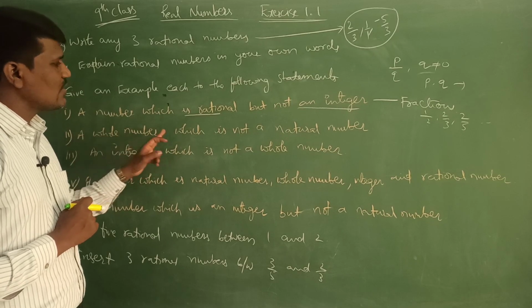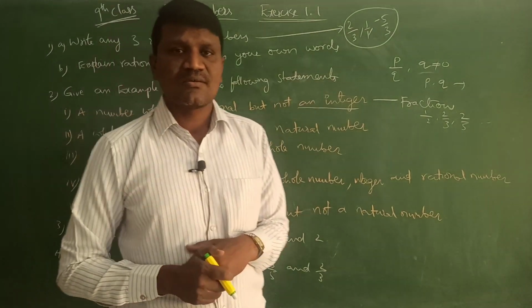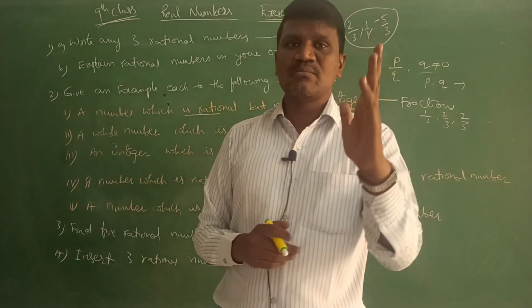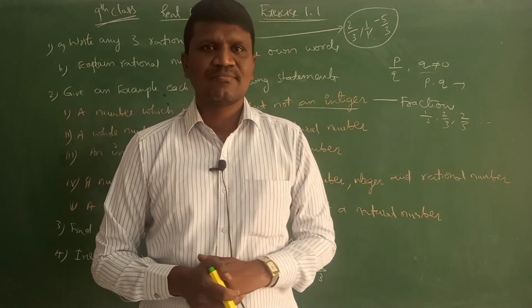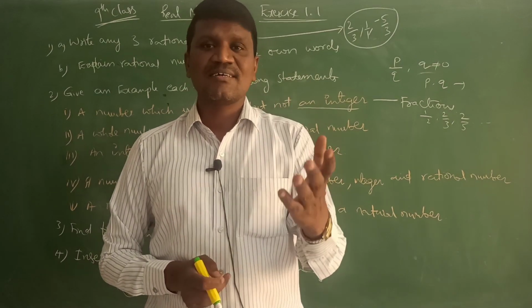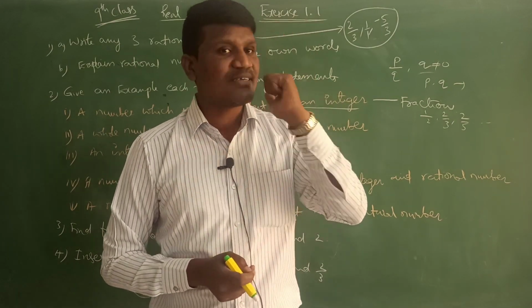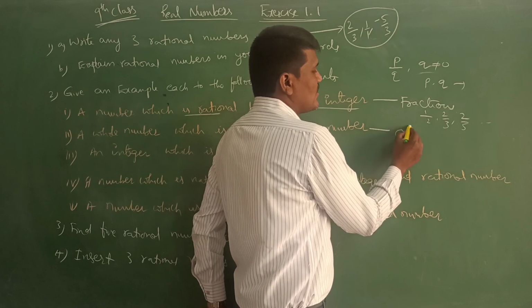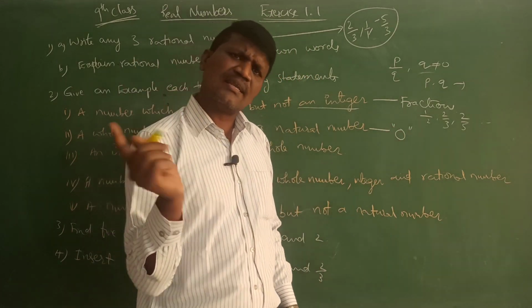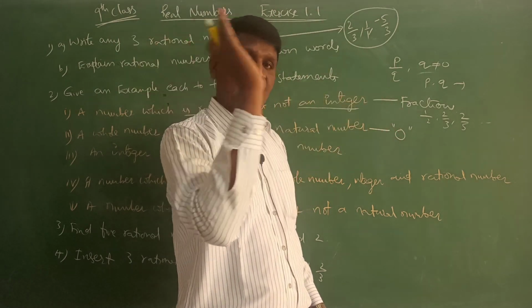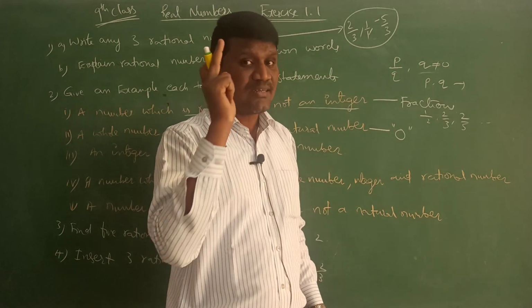A whole number which is not a natural number. So already we have discussed a whole number which is not a natural number. Which is a whole number which is not a natural number? You can say, what is that? Yes, it is 0. 0 is a whole number but not a natural number. So every whole number other than 0 is a natural number.